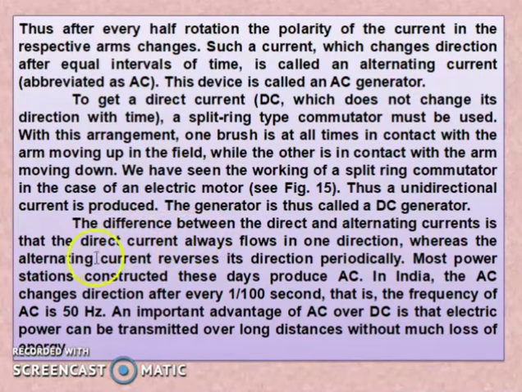The difference between direct and alternating current is that direct current always flows in one direction, whereas alternating current reverses its direction periodically. Most power stations constructed these days produce AC. In India, the AC changes direction after every 1/100 seconds. That is, the frequency of AC is 50 Hz. An important advantage of AC over DC is that electric power can be transmitted over long distances without much loss of energy.